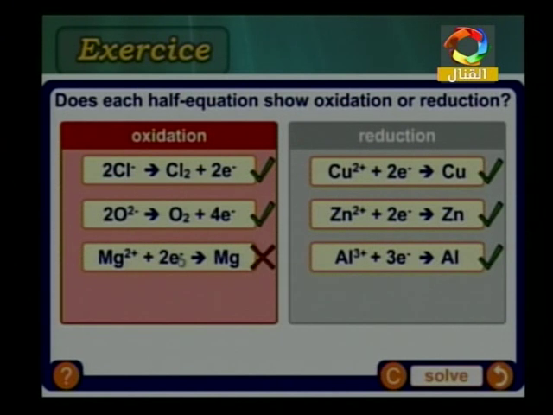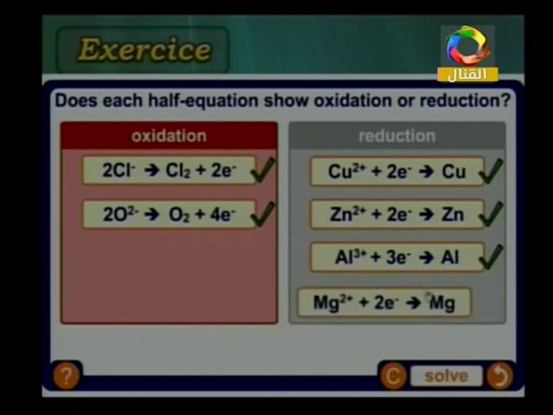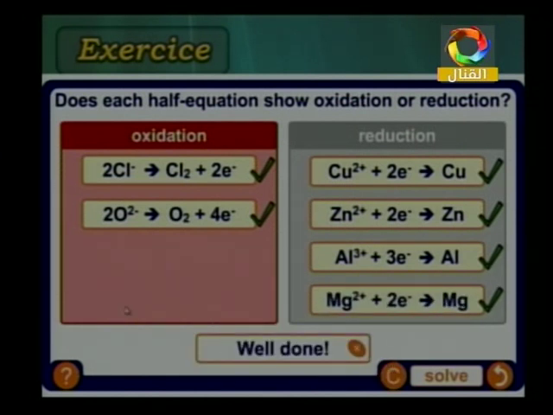Here this one, it is wrong. Why? Because here magnesium positive 2 plus 2 electrons changes into an atom. So it is like this here, and the correction is right.